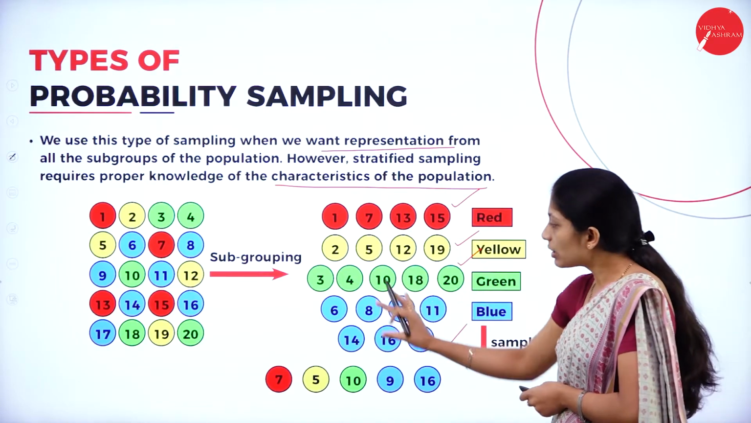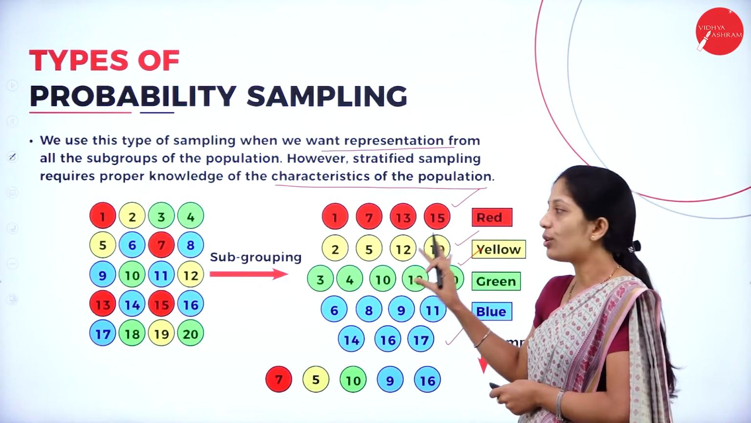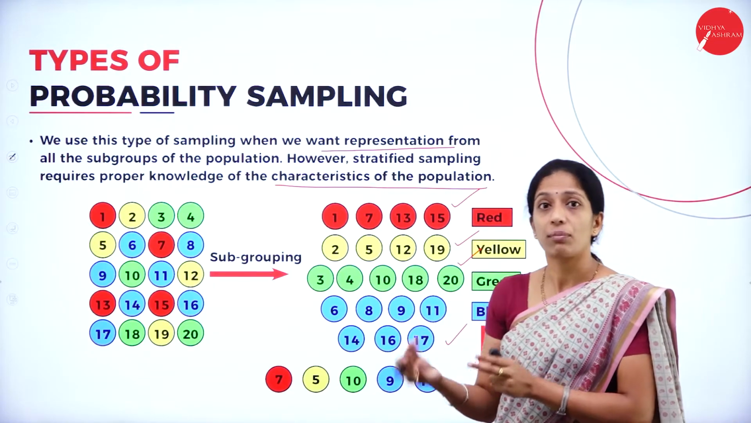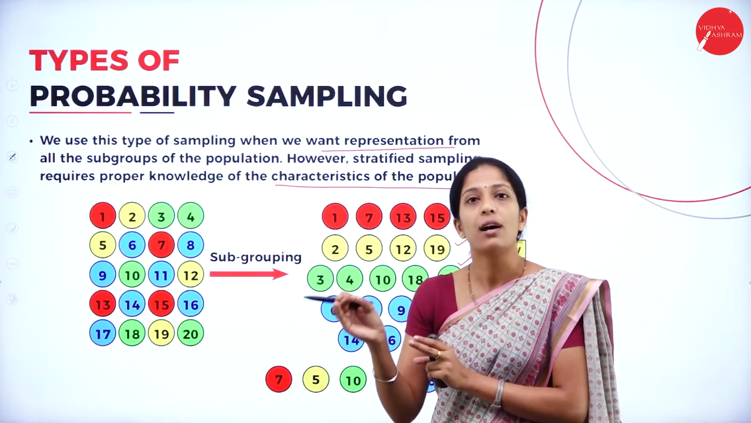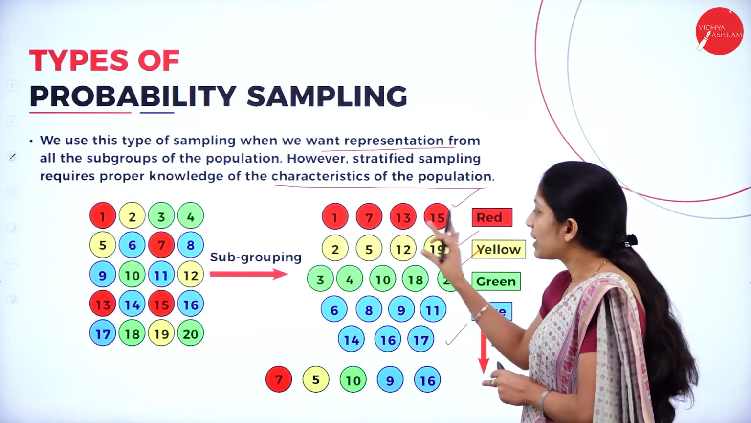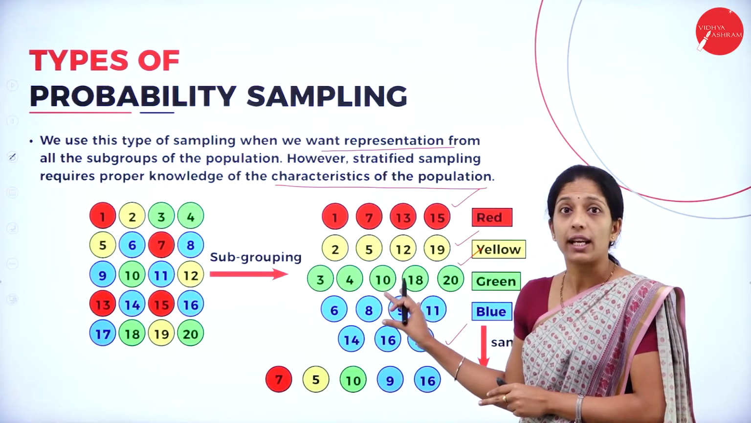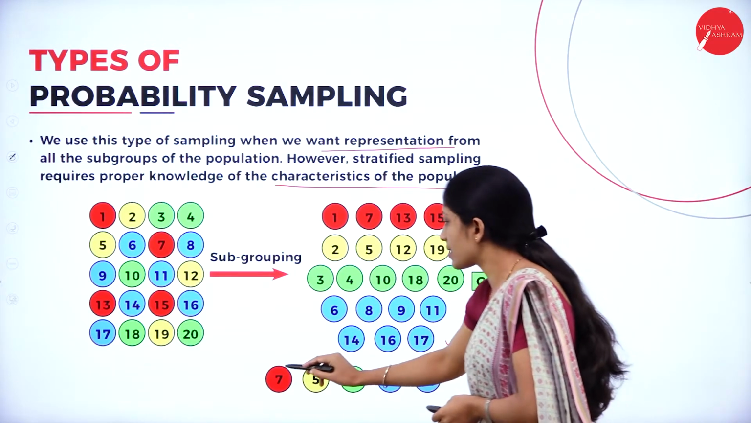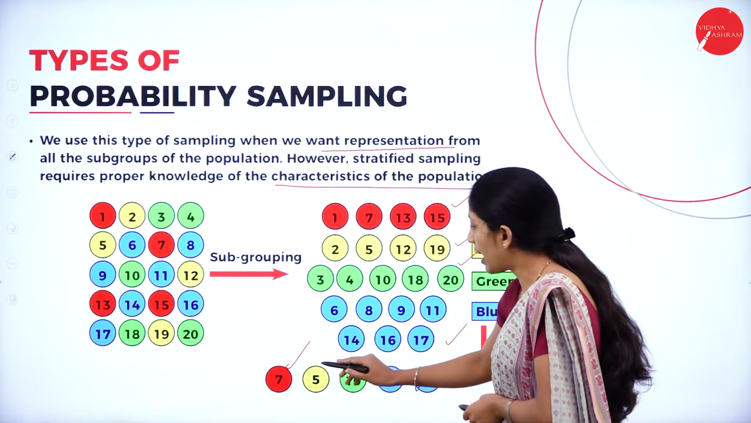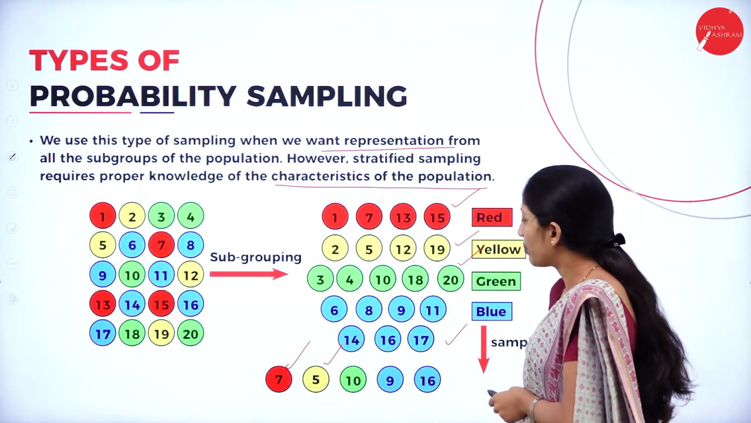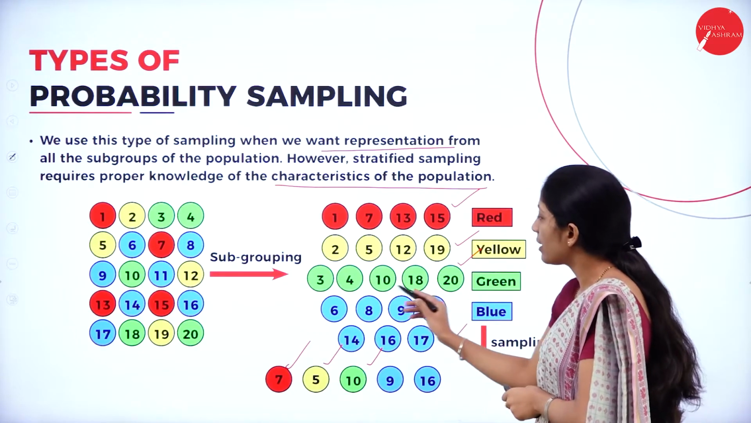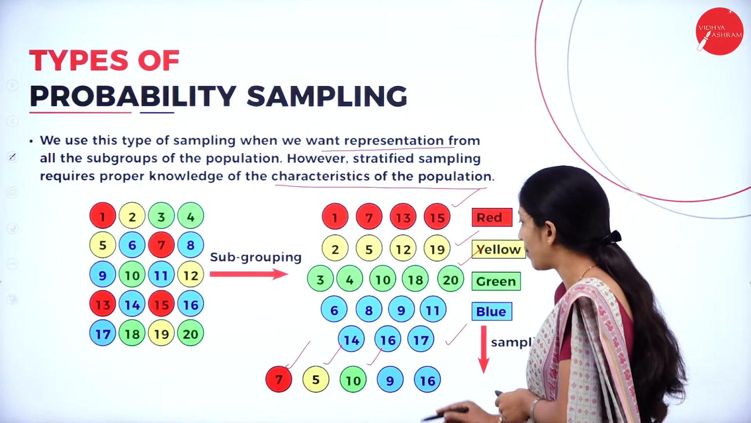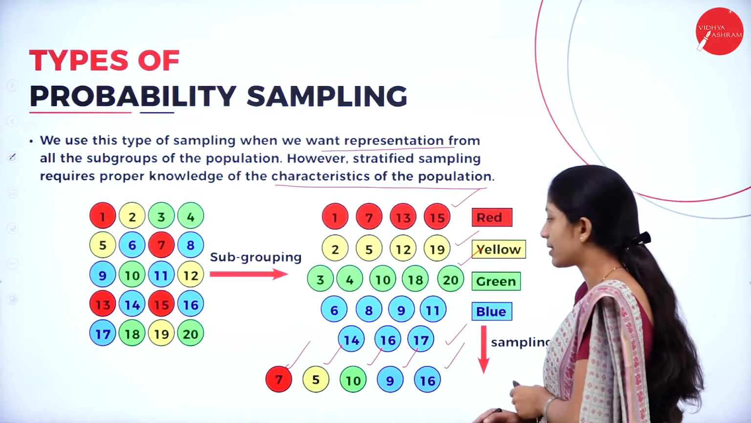Now among these groups I am going to select from those subgroups depending upon their population. From these subgroups, I am going to take individuals depending upon the proportion. So, from red, I have taken 7 and from yellow, I have taken 5. Next, from green, I have taken 10 and in blue, there are more individuals, so I have taken 2 members, that is 9 as well as 16.